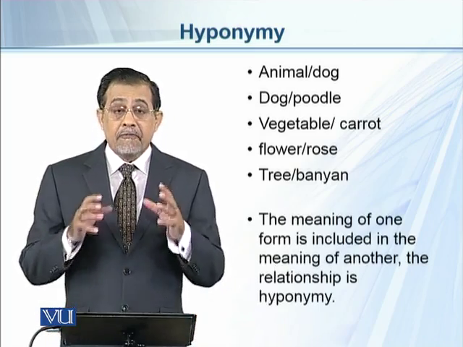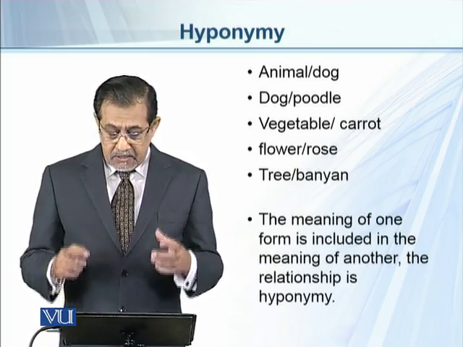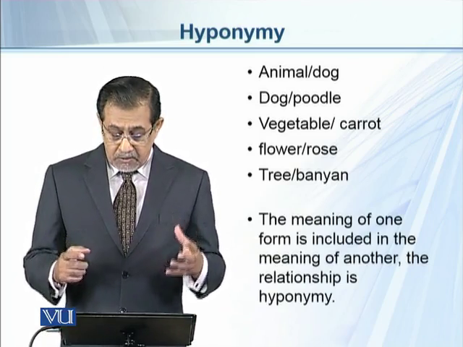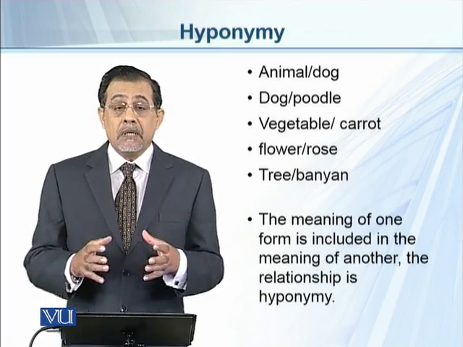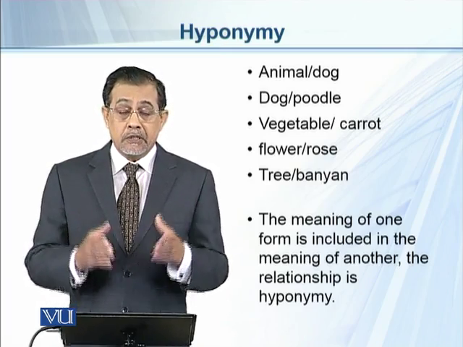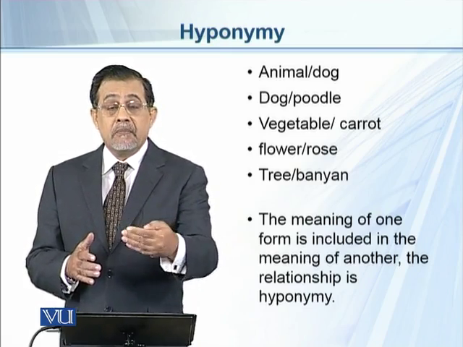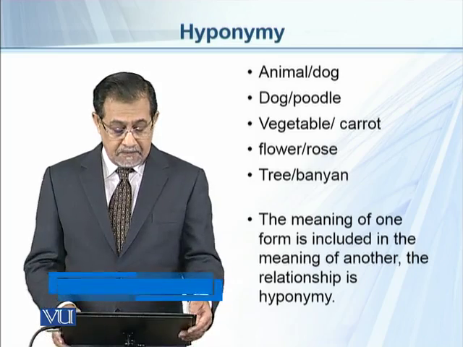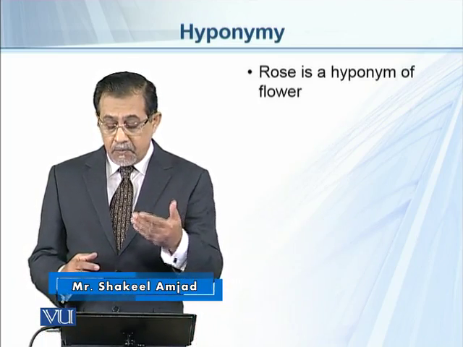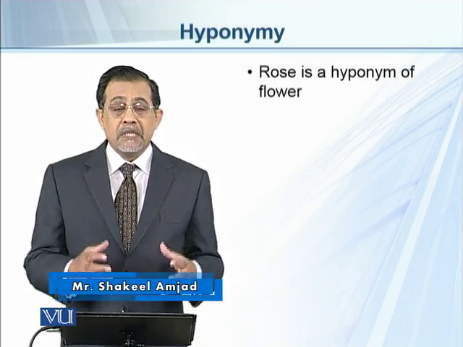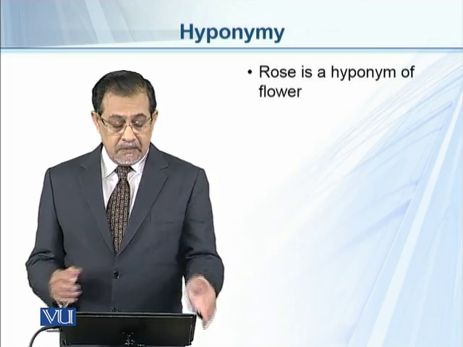So the meaning of one form is included in the meaning of another. The relationship is known as eponymy. So eponymy refers to the relationship when the meaning of one is included in the meaning of another. So when we say rose is an eponym of flower, it means that rose is a kind of flower.